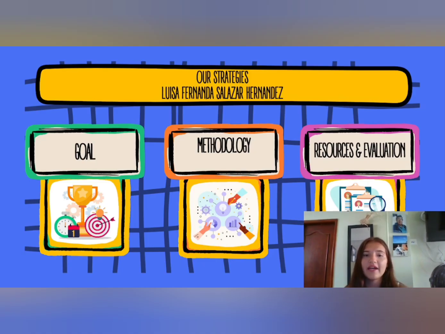And the last one, we have the resources and evaluation. The strategy includes authentic materials like hotel dialogues and travel brochures, along with digital tools such as Kahoot, Padlet, and WordWall to make learning more interactive. The students are evaluated through practical tasks that measure both fluency and understanding.